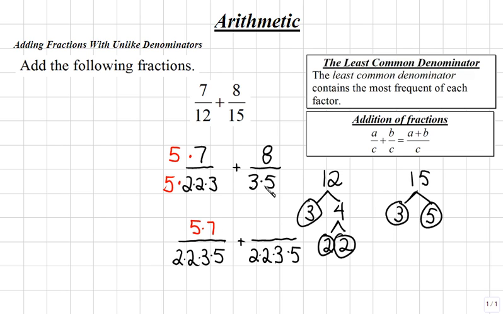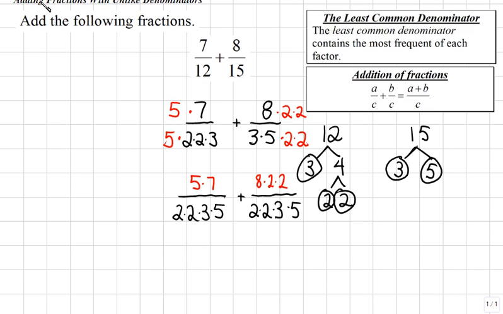For our second fraction, we already have a 3 and we have a 5, but we need a pair of 2's. So we'll multiply the denominator by a pair of 2's, and multiply the numerator by a pair of 2's. So our second fraction will be 8 times 2 times 2. Let's multiply these numbers together.